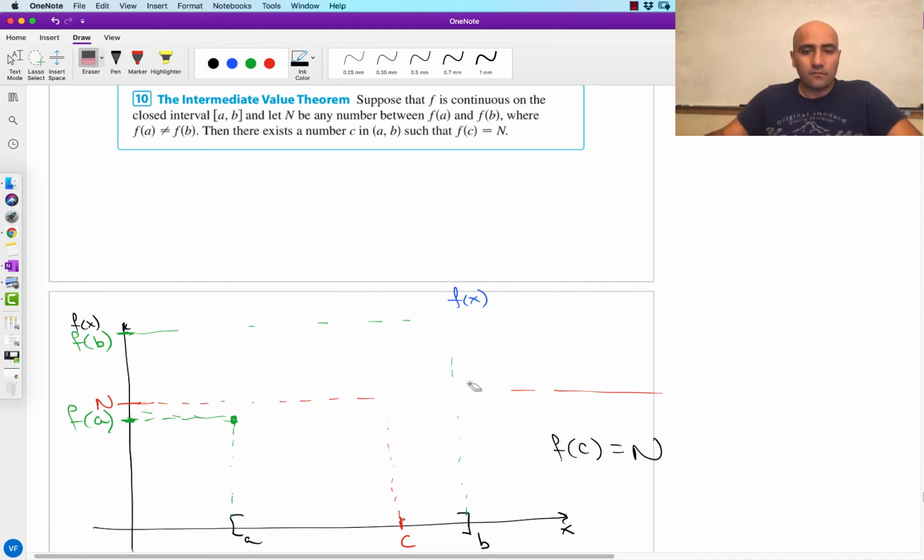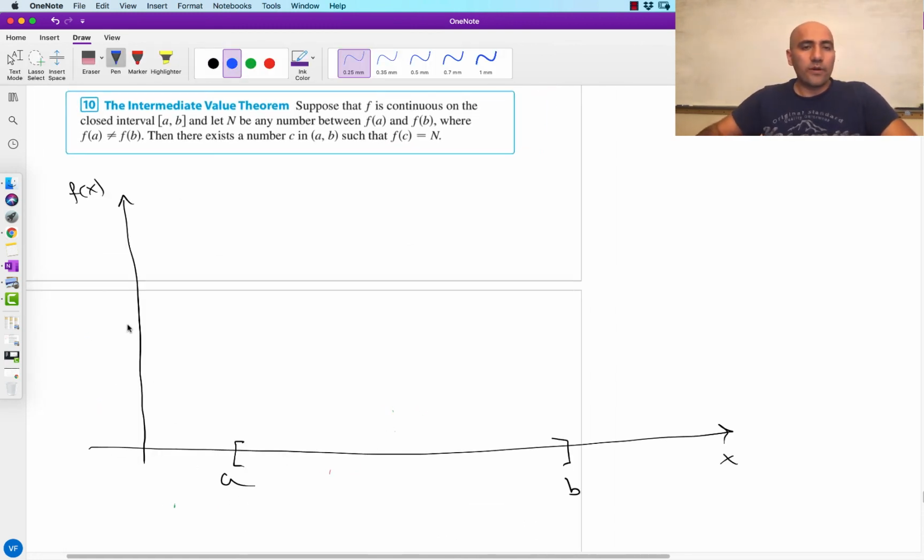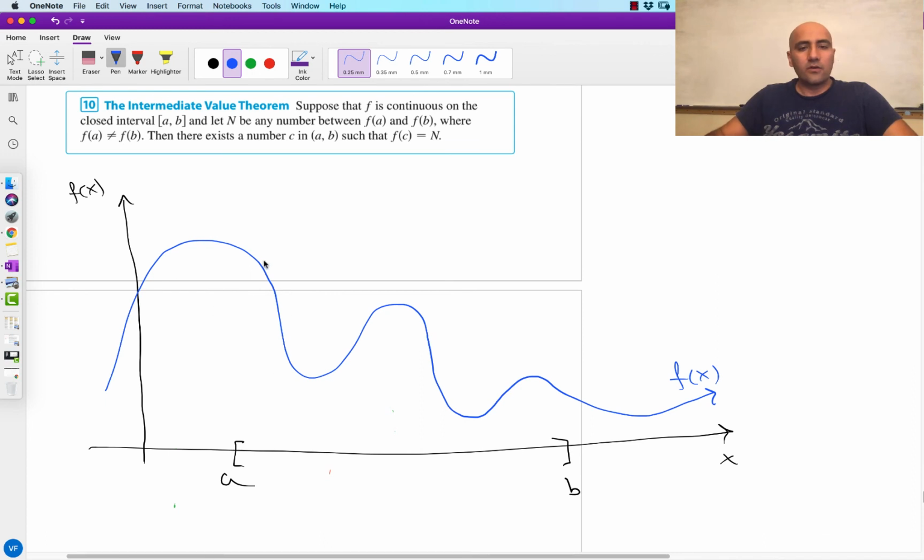Let's do a different one. So one possible way that my function could be drawn is this way. So here, f of x is continuous between a and b, and f of a maps to somewhere around there. So that leads to f of a. In this case, f of b maps to somewhere over here. So that will lead me back to over there. That would be f of b. Notice that f of a is not equal to f of b. We don't have that special horizontal case. Okay, so now the initial conditions have been met.